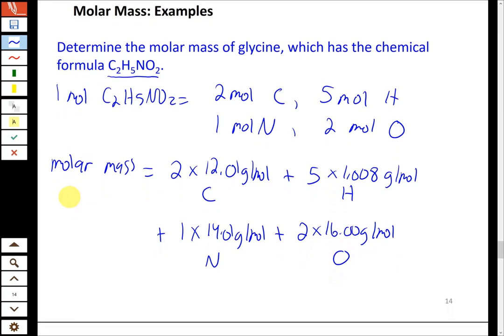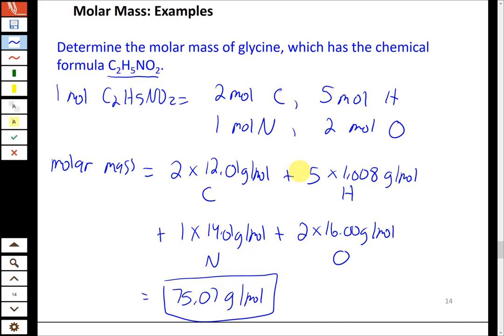All right, so that's what we're going to multiply together and add up, and what we get is 75.07 grams per mole. So that means 1 mole of glycine would have a mass of 75.07 grams, and we got that just by adding up all 4 of the atomic masses, accounting for how many of each of those is in the formula. So it's pretty straightforward to do.